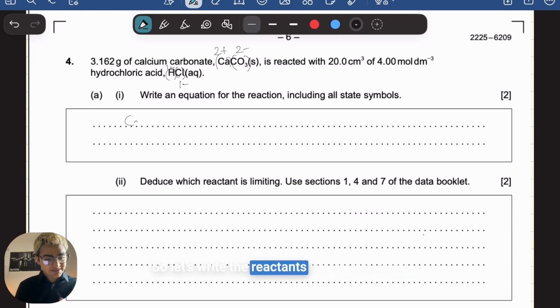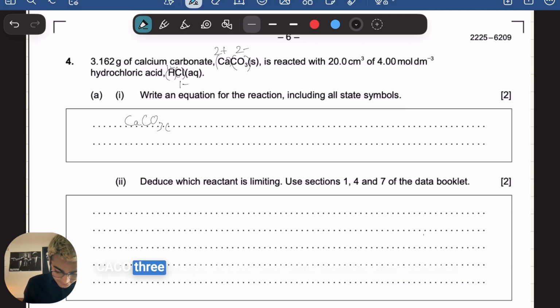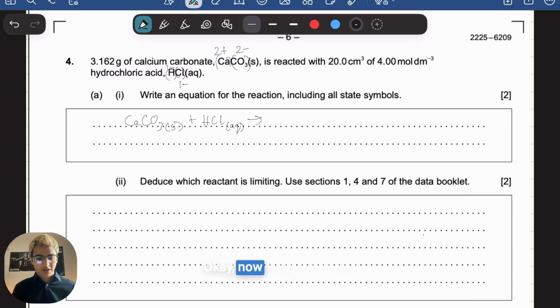So let's write the reactants on one side first. CaCO3, always include your state symbols when specified. It's honestly good practice to always include it when you write an equation. Plus HCl, which is aqueous. Forms. Okay, now what does it form?